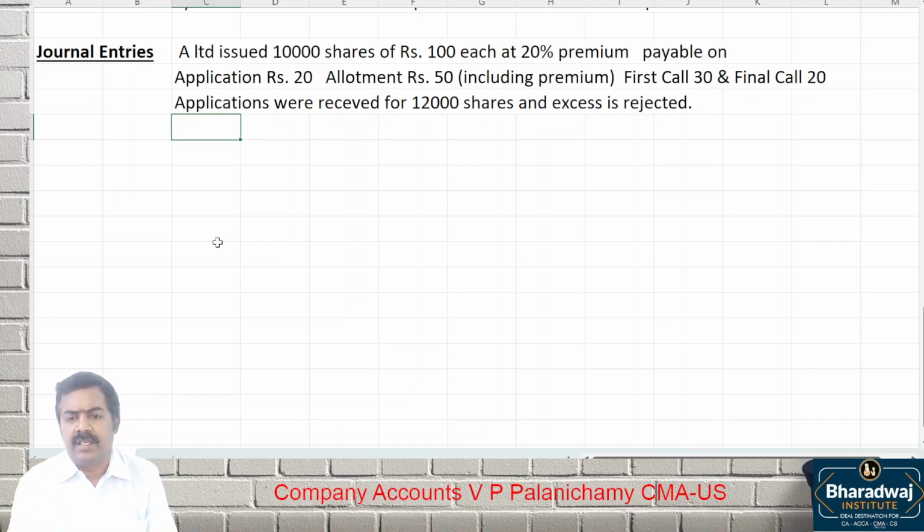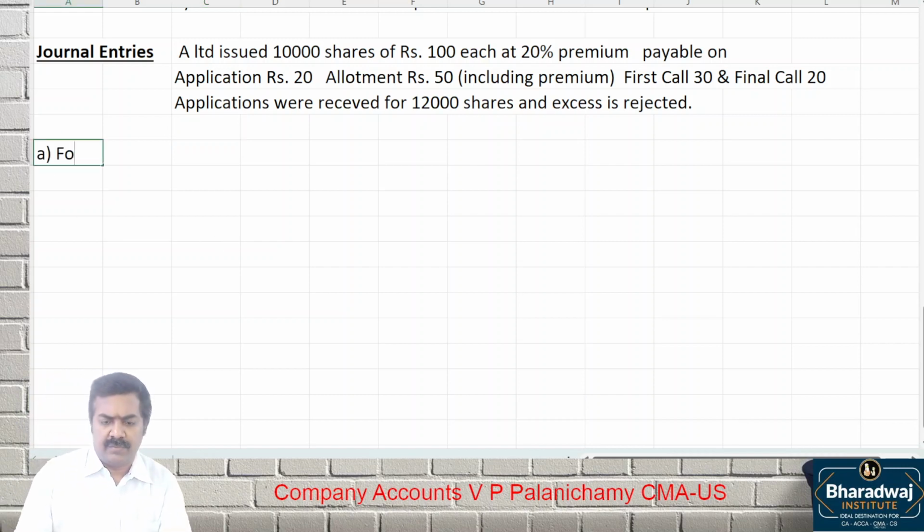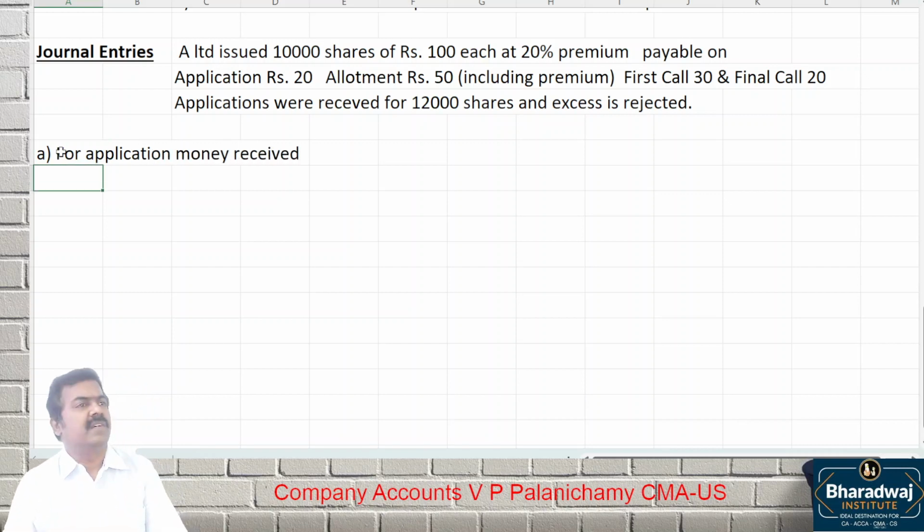A Limited issued 10,000 shares of 100 each at 20% premium payable on application 20, allotment 50, first call 30 and final call 20. Applications were received for 12,000 shares and excess were rejected. We are going to learn journal entries and apply them in this so that we have a better grip. For application money received, what is the journal entry we'll pass? Can it be collected in cash? No, you should collect only through bank account.